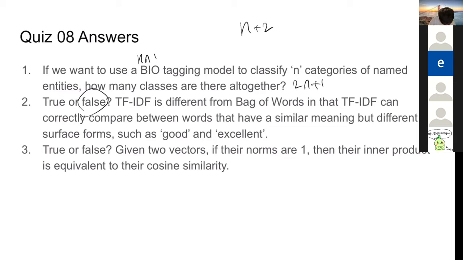So number three, true or false: given two vectors, if their norms are one, then their inner product is equivalent to their cosine similarity. The definition of cosine similarity is that you first normalize and then take the inner product. But if you normalize vectors whose norms are already one, they stay the same, right? Because that's exactly the point of normalization. So it will be equivalent to the inner product. So this should be true. It looks like, very fortunately, most people got it right. Congrats. That's great.